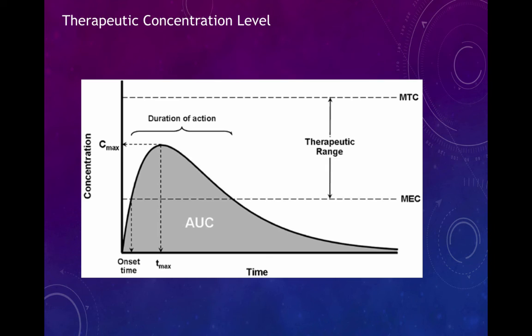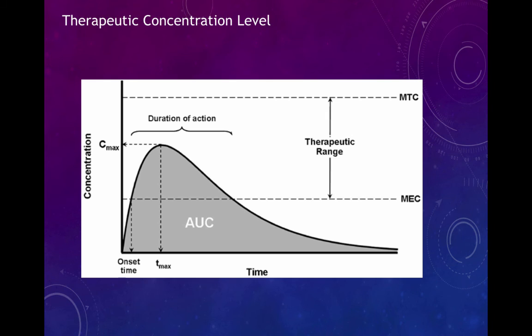When you go up to that top, where it says MEC, that's where you'll start to notice therapeutic benefits. Now, you also see the duration of action at the top. It shows the length of time that the drug is actually therapeutic. And in between the MTC and the MEC is the therapeutic range. So this is the range where the drug will be effective.